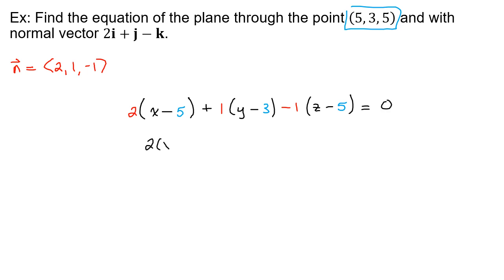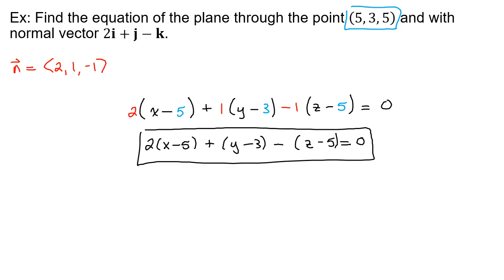This is 2 times x minus 5 plus y minus 3 minus z minus 5 equals 0. That is your scalar equation of your plane.